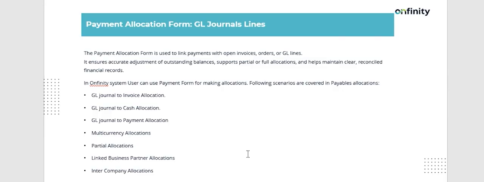Partial allocation. Clarification: GL journal lines cannot be partially allocated. The full amount of the GL journal line must always be selected. However, invoices, cash journals, and payment records can be partially allocated. The remaining balance will remain open and available for allocation against other records.